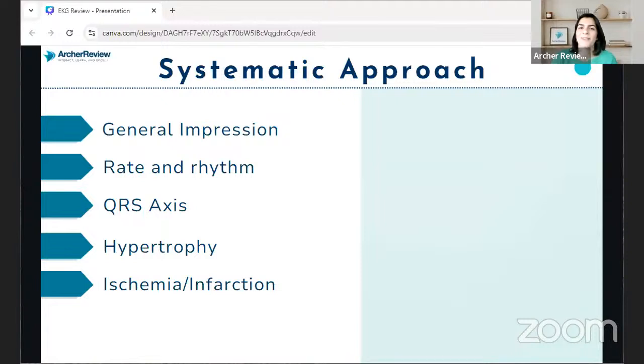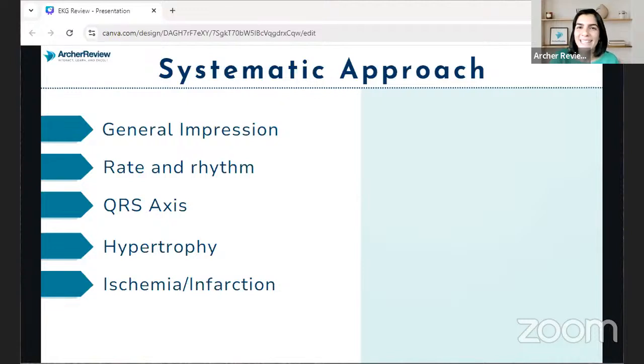Okay, so with all that said, those were all the basics. How do we actually start to interpret some of these rhythms, right? Always come up with your own systematic approach. This is what I like to do. This is how I got started when I started teaching myself how to read 12 leads. But it really is helpful not only to build confidence, so you know that you're doing it the same way each time, but it also helps you feel like, okay, I didn't miss anything because I'm doing it the same way each time.